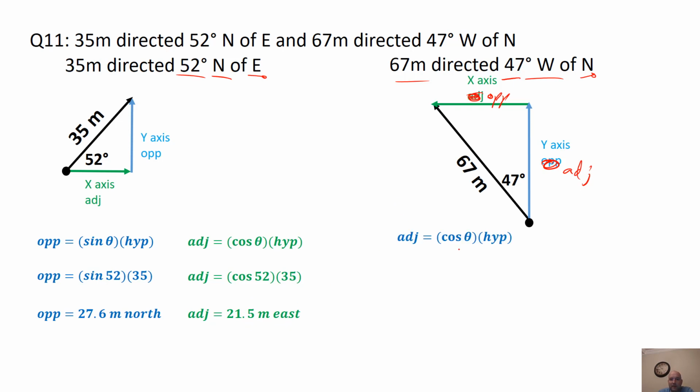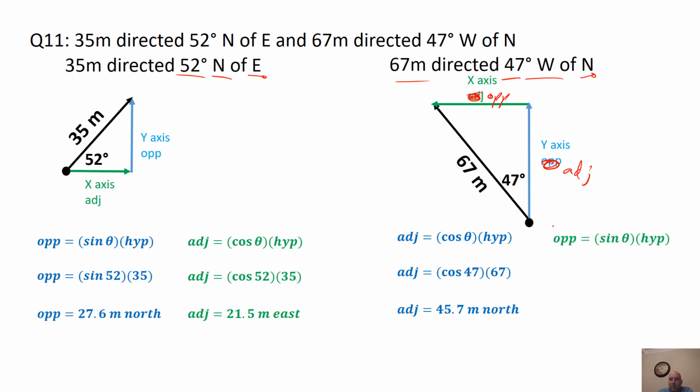And now let's see if I fix this up here. The adjacent is going to be the y-axis. Good. Yep, I did fix it up. So adjacent is going to be the y-axis right here, and because it's on the side, it's going to be cosine of 47 times the 67, and that's going to give you the side right here, which is going to be the side going north, and it's going to be 45.7 meters north.